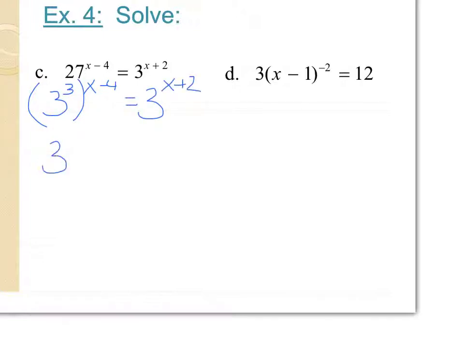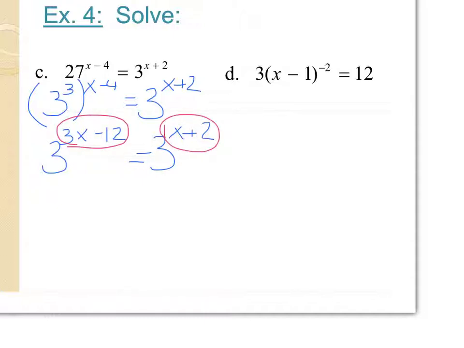So that will give me, remember when you raise to a power you're multiplying, so that gives me 3 to the 3x minus 12 is equal to 3 to the x plus 2. Then, since you raised it to the same base, you can set these equal to each other. So 3x minus 12 is going to equal x plus 2.